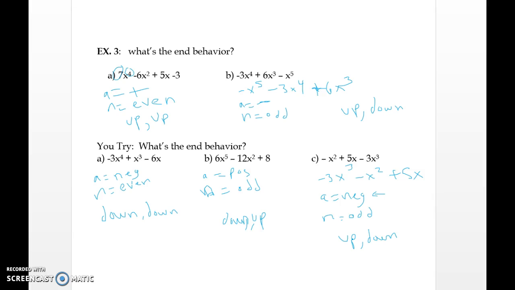And that is how we can tell the end behavior just from the polynomial. Just looking at it, we know what the graph is going to look like. Because of the degree, we can go ahead and tell how many turning points there are and graph a general sketch of what the function should look like.